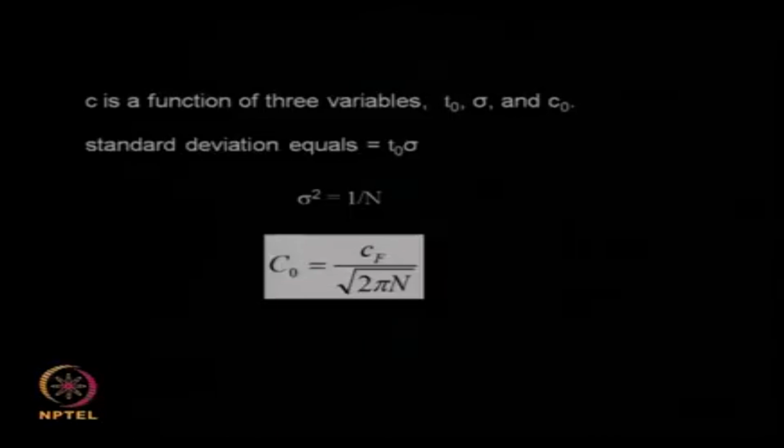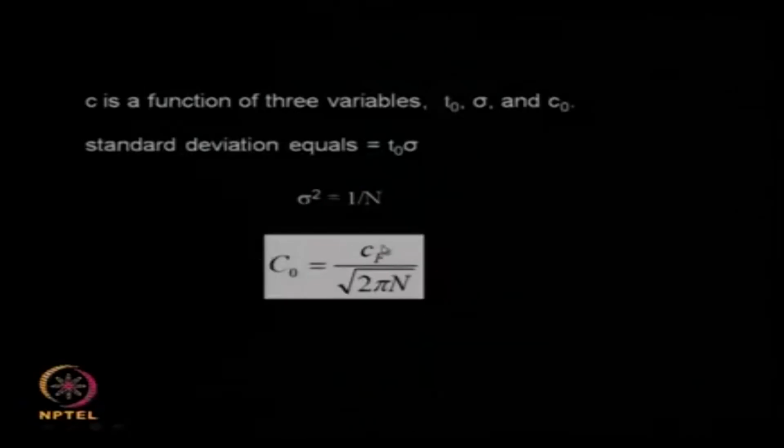The theoretical plates, or theoretical stages, is connected to sigma in this fashion: sigma square is equal to 1 by n. So if sigma becomes smaller and smaller, n becomes larger and larger. Sigma is related to the standard deviation by T naught into sigma. So if the Gaussian curve is very sharp, the number of theoretical plates is very large, and if it is very broad, the number of theoretical plates is less. And then you also have a relationship between C naught and Cf by this equation.